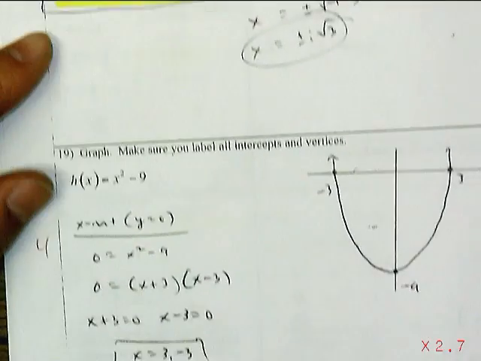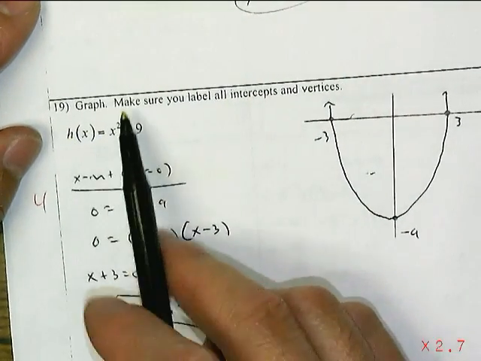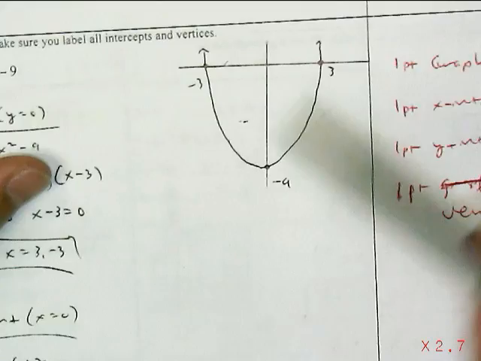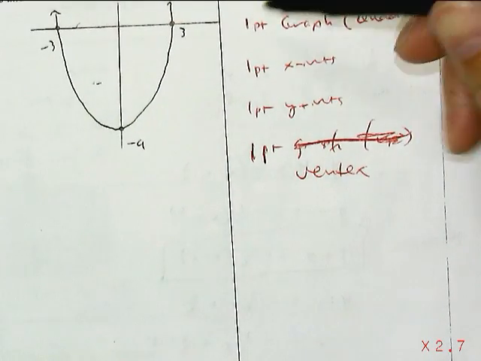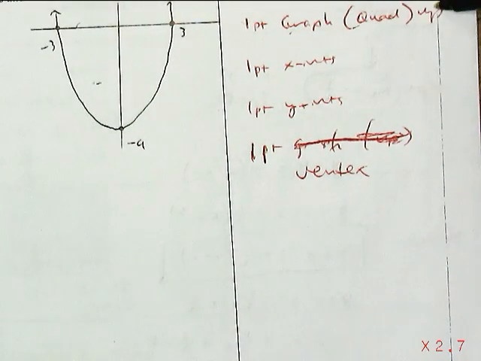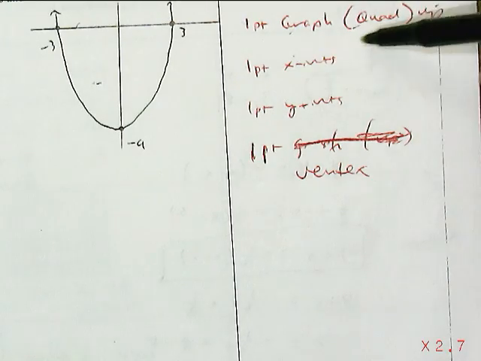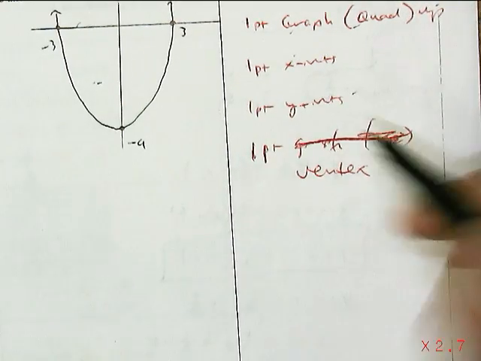Question number 9 asks you to graph. Make sure you label all your intercepts and vertices. This one I only made out of 4 points because I felt it was a review. 1 point for the graph and knowing it's a quadratic and opens up. 1 point for your x-intercepts, 1 point for your y-intercept, and 1 point for your vertex.